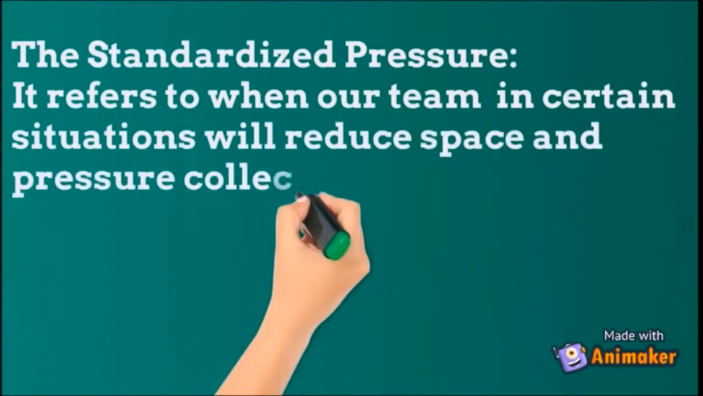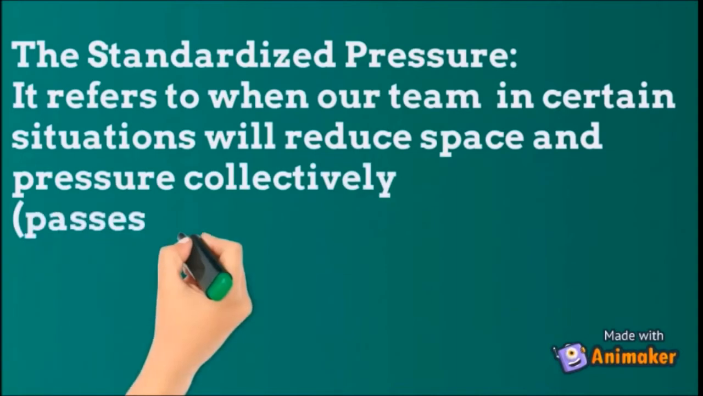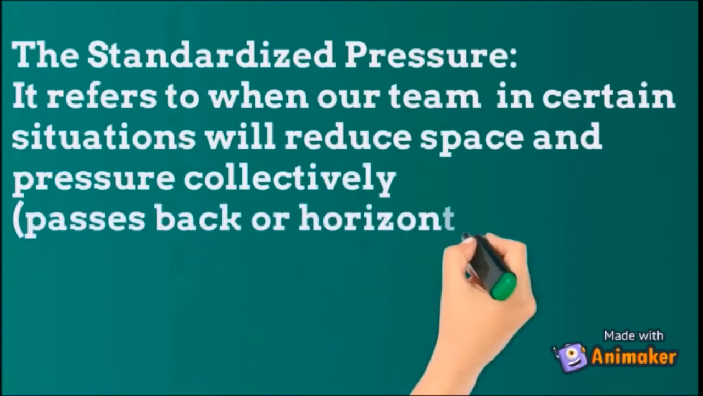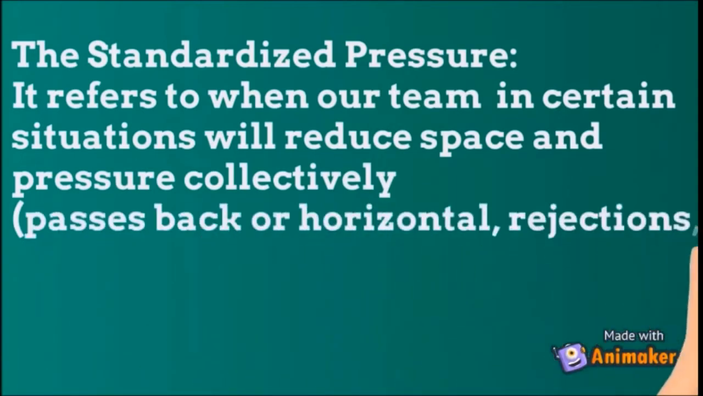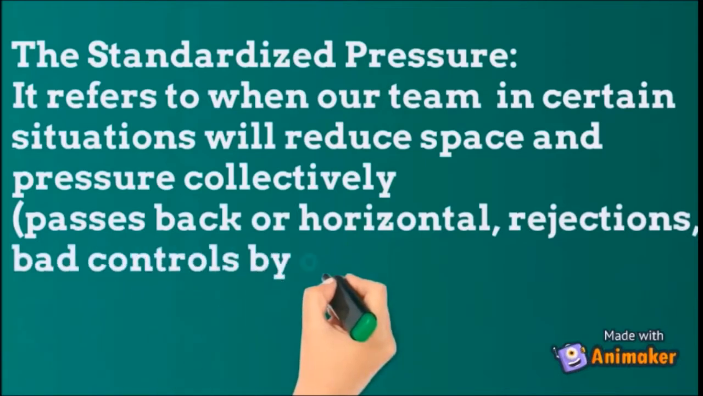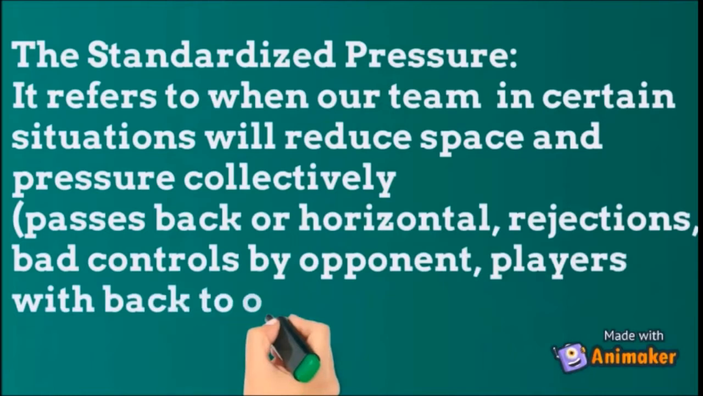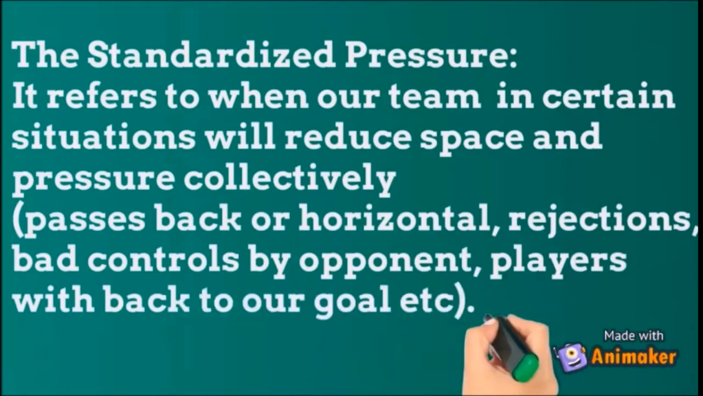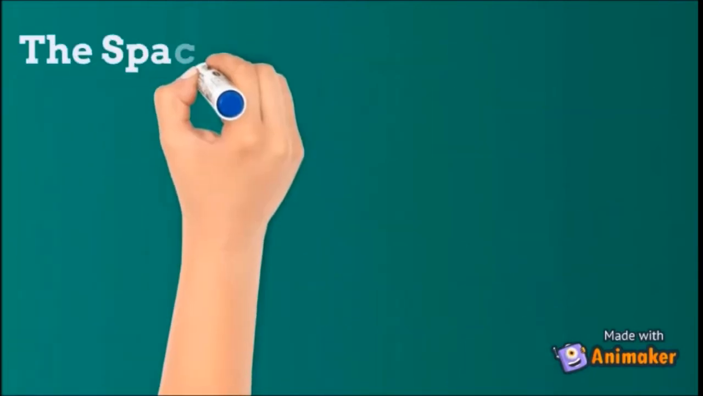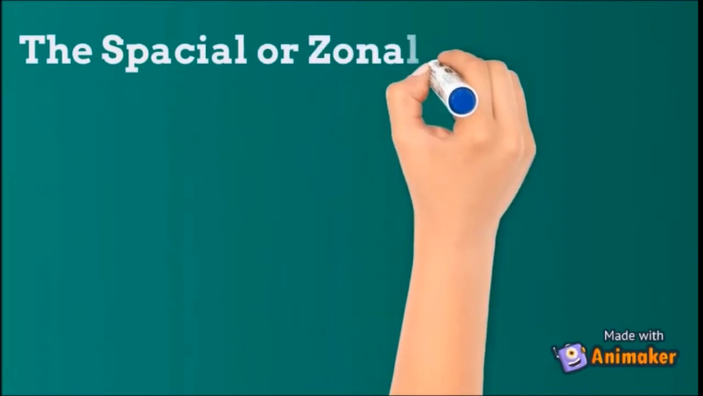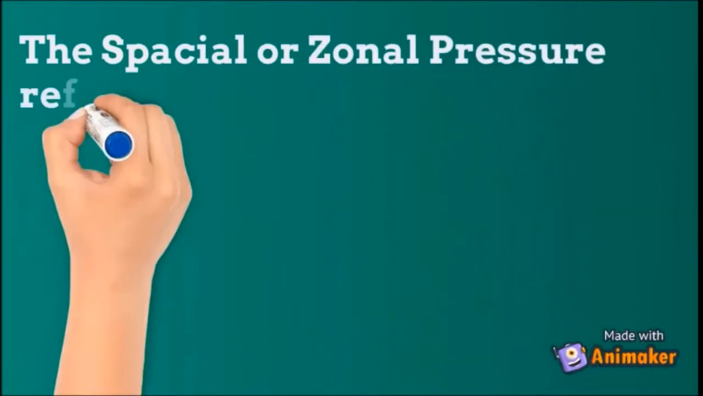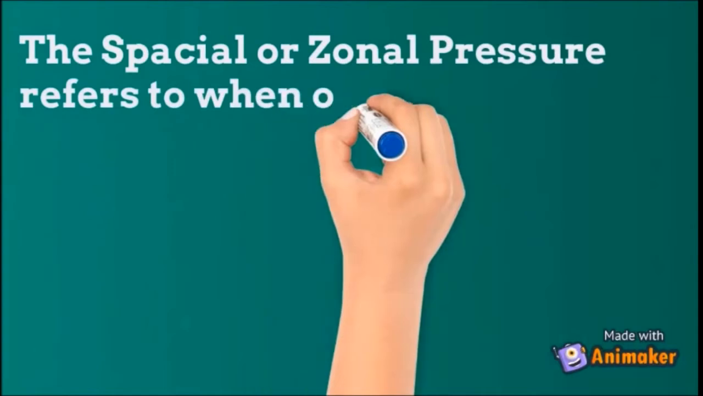So as far as the standardized pressure, in these situations, when there's a pass back or horizontal pass, or when the opposing player has his back against our goal, or there's a rejection, or in any of these types of situations, our team is always going to move forward and reduce space, and press in a higher intensity.